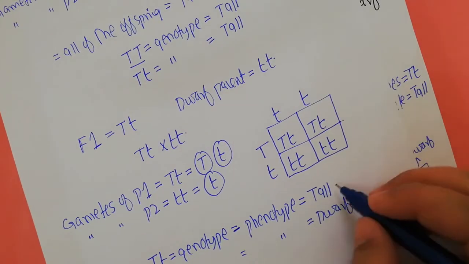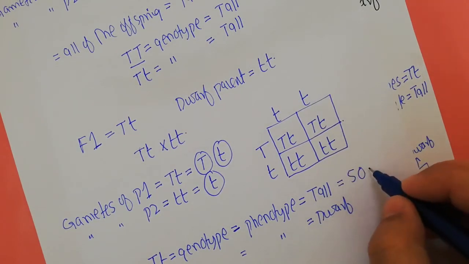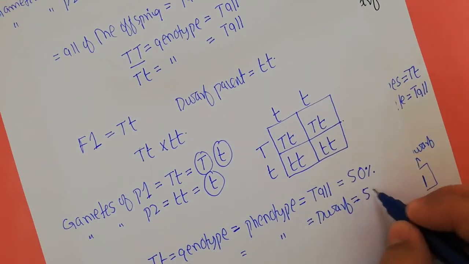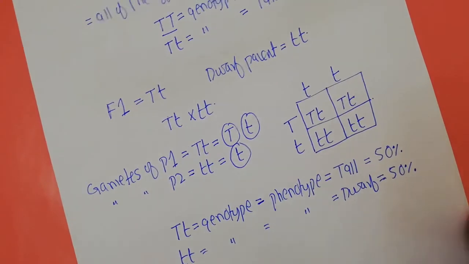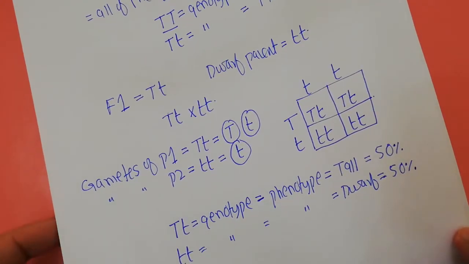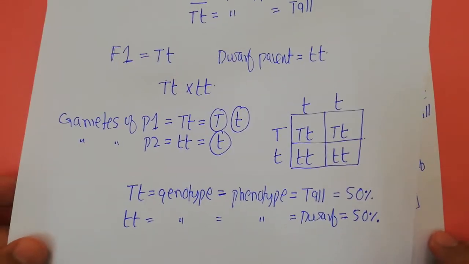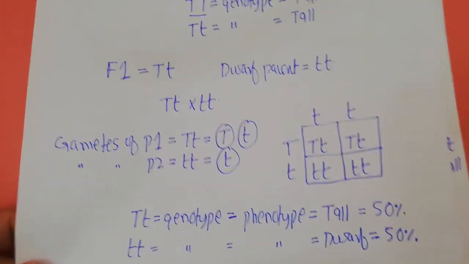If you talk about their number, 50% of the offspring will be heterozygous tall, and 50% of the offspring will be homozygous dwarf, or you can simply say dwarf, because it is understandable that dwarf can only be there if the homozygous condition is there. So this is how you can solve the problems of the Mendel law of segregation.